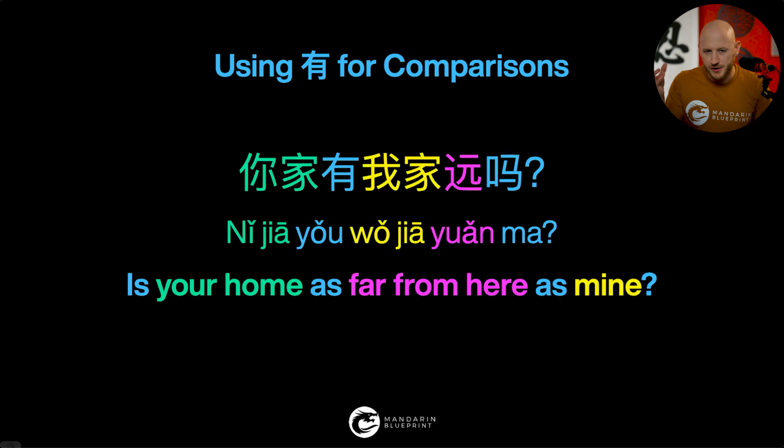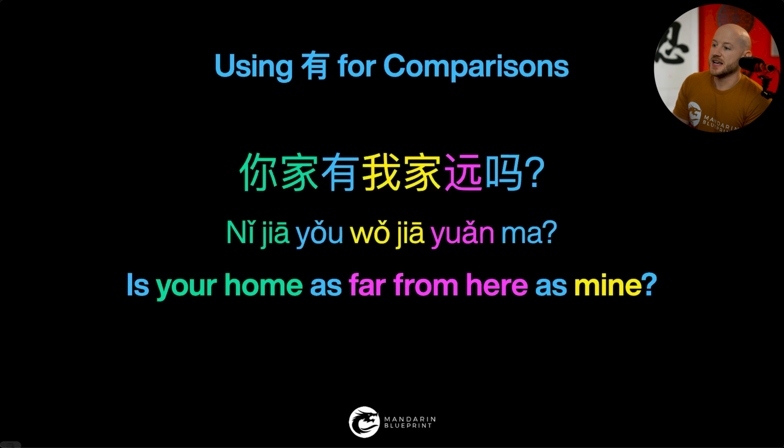Here's a useful one to understand this concept. 你家有我家远吗? Is your home as far from here as mine? The word "here" isn't actually written, but you can get that through context. If you and the person you're talking to are in a park and you say 你家有我家远吗, you know it means from here, because that's what we're discussing: distance, 远. If they said 有 in response, yes, my house is as far from here as yours, that doesn't mean equally far. It means that we've traveled at least the same distance.